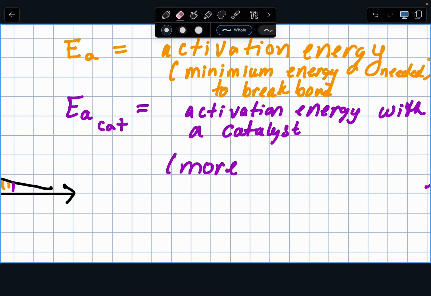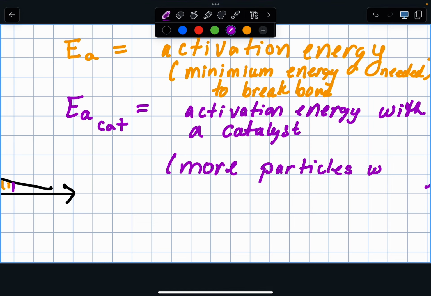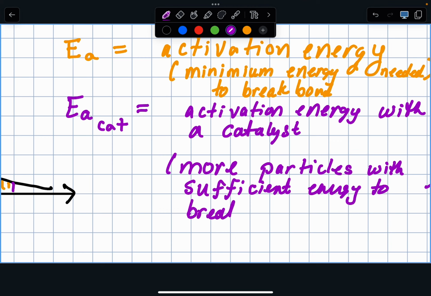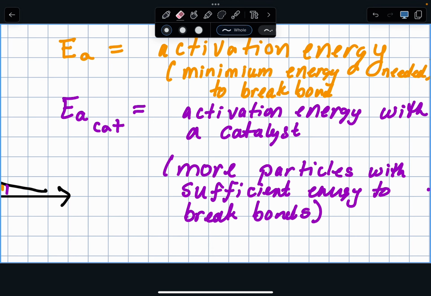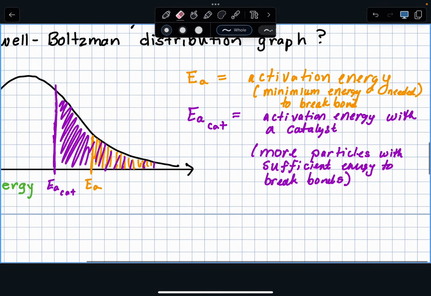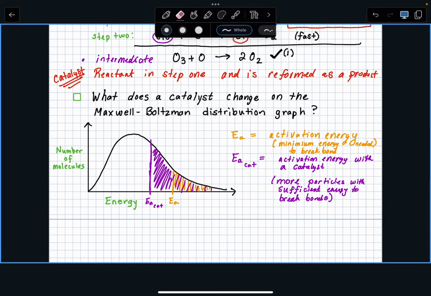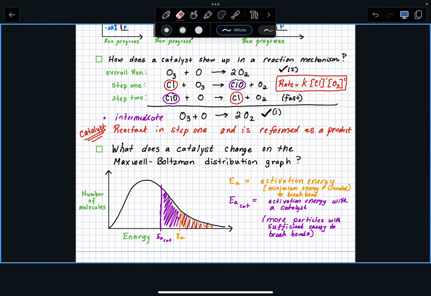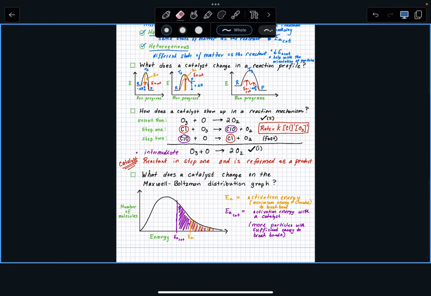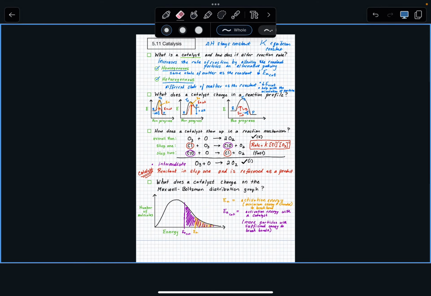I'm just going to rewrite this again. So more particles with sufficient energy to break bonds and react. They still have to have the correct orientation, but we now have more of them that have the right amount of energy. Now, a catalyst again could help with the orientation, but that just depends on the type of catalyst and the type of reaction if that happens besides.